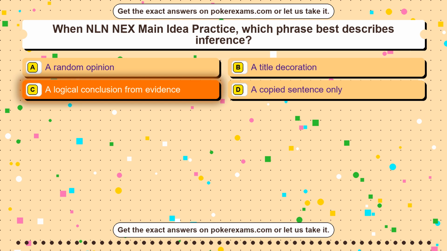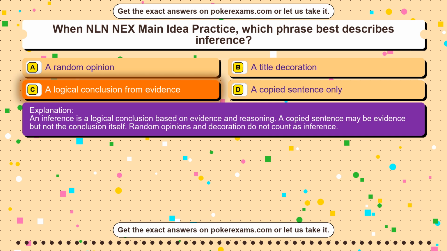A logical conclusion from evidence. Division is the inverse of multiplication, so dividing by 5 undoes multiplying by 5. Adding or subtracting changes the value in a different way. Multiplying by 10 increases the effect rather than reversing it.